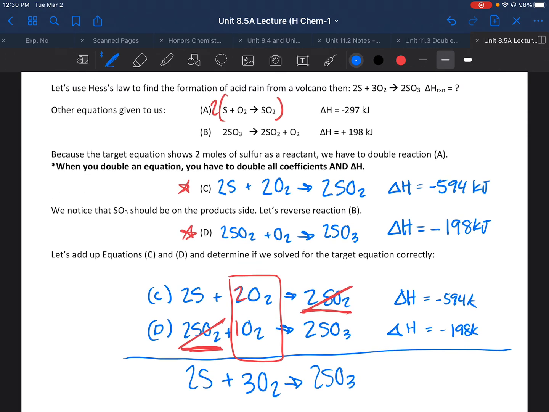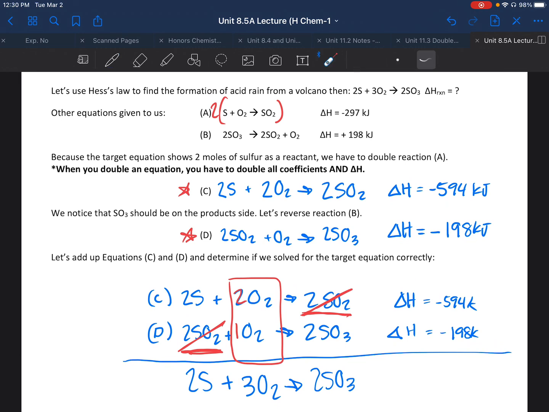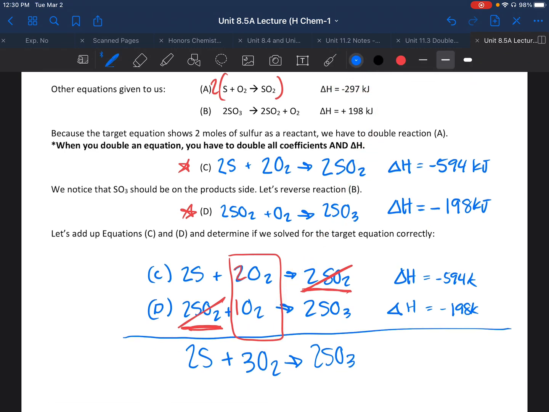And if we check our target equation, which is up here, these match. So then all you have to do is add the enthalpies together. So negative 594 plus negative 198 gives us a grand total of negative 792 kilojoules.